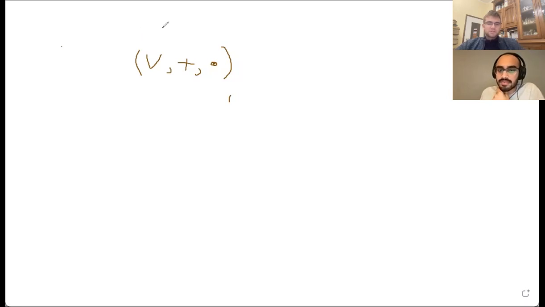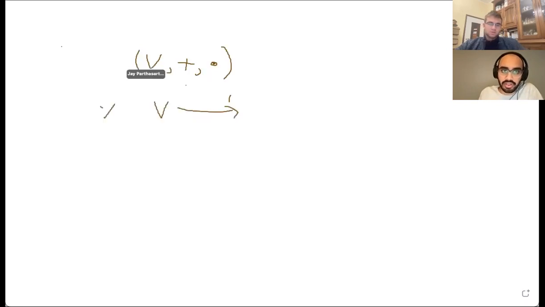Wait, but maybe first clarify this for me. These two maps, they go from where to where? Well, that is actually part of one of the axioms, right? The vector space has to be closed under addition and multiplication. That means the result will be, or sorry, how do I, I just deleted everything. That was not my intention.